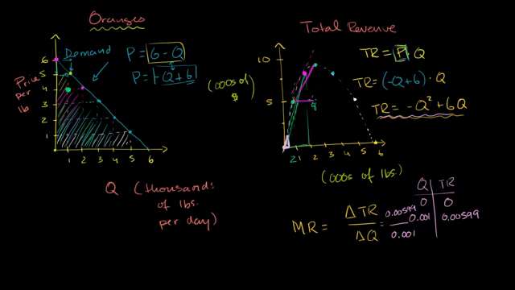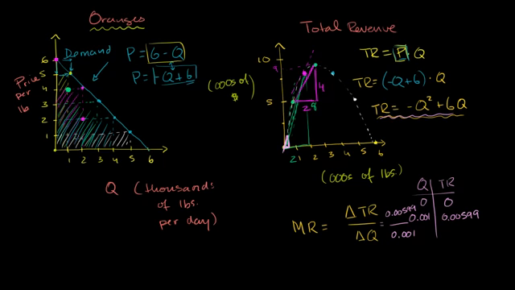Once again, our change in quantity is 2, and our change in total revenue is, we're going from 5 to 9, which is 4. This was 9 right over here from the last video. So it's $4,000 divided by 2,000 pounds, which gives you $2 per pound. So our marginal revenue right over here, if we have quantity of 2, is $2 per pound.